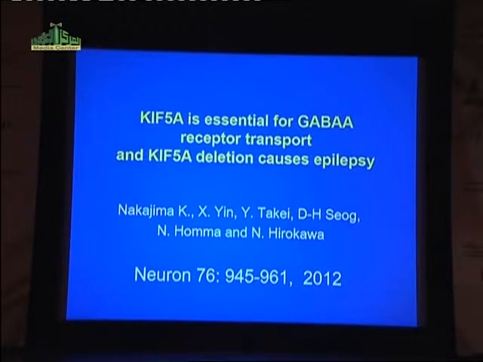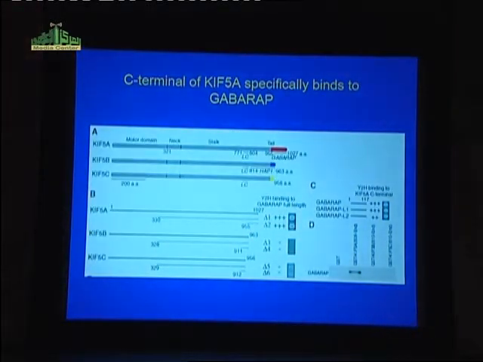The first member is KIF5A. KIF5A is essential for GABA A receptor transport, and KIF5A deletion causes epilepsy. The KIF5 subfamily has three members, A, B, C, and they have redundant functions, redundant cargos, but we want to know the specific function of KIF5A. And this region is specific for KIF5A. So we generated knockout mice, specifically knocking out KIF5A in brain. We generated a conditional knockout.